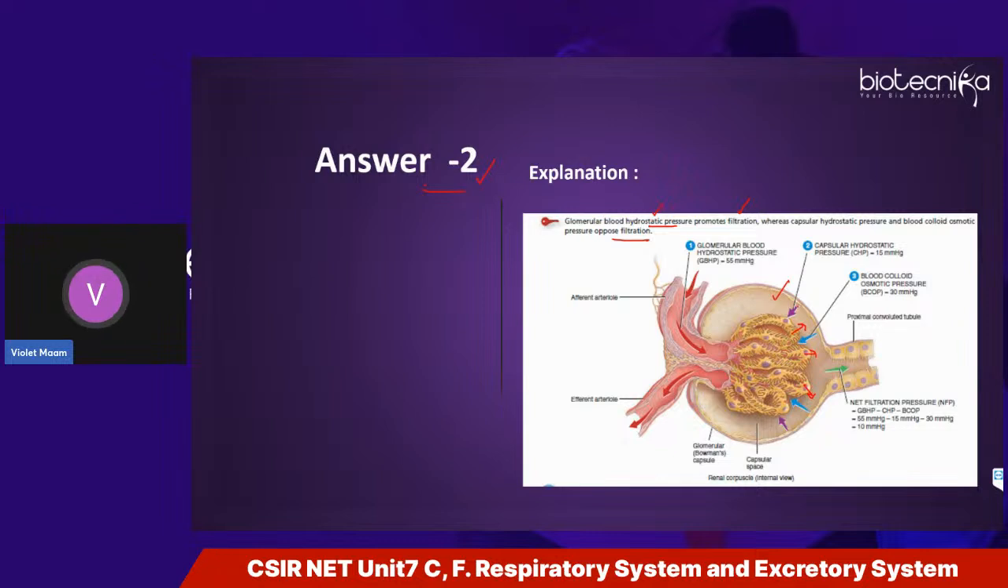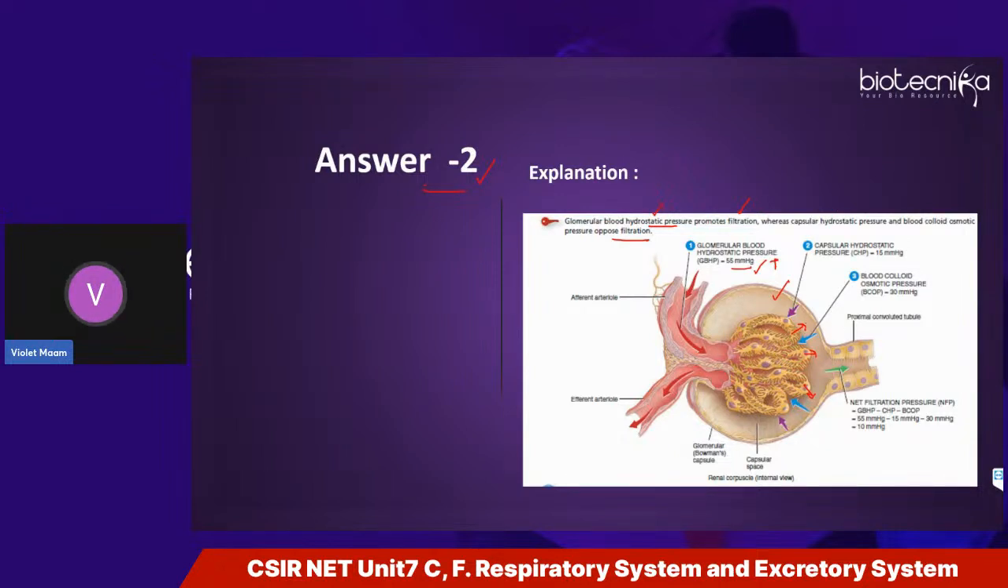So yes, Kirtana, Kirti, correct. You all have mentioned it correct. So this will help in filtration. So it is a positive pressure, that is 55 mm. So according to this figure, it is 55. So same, they have just changed the values.